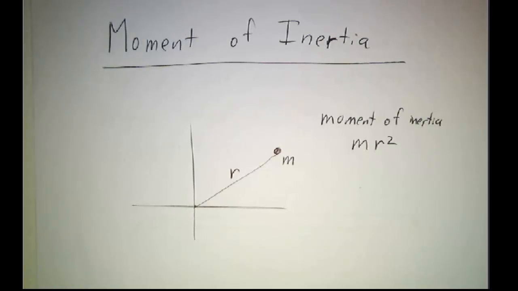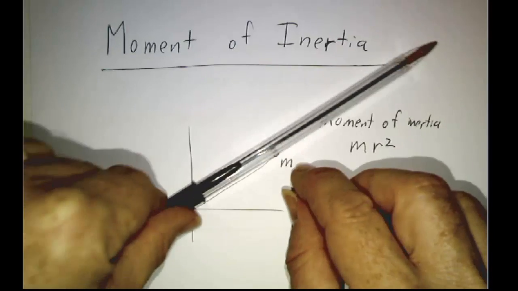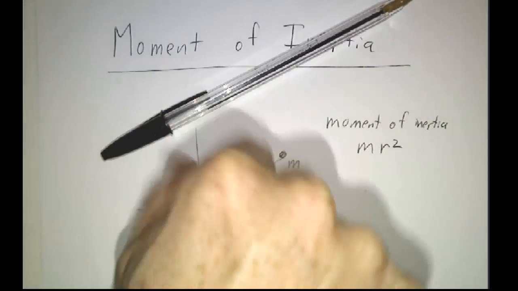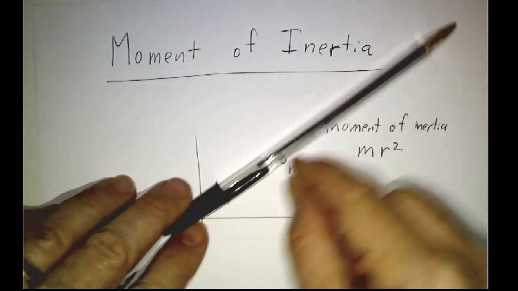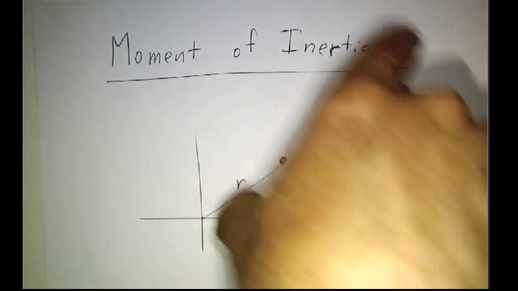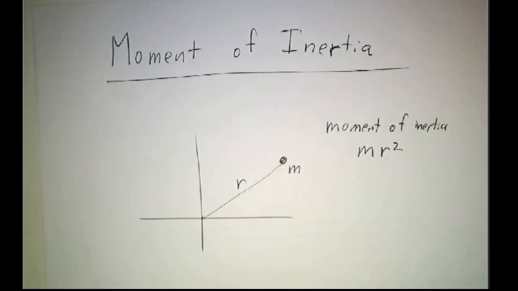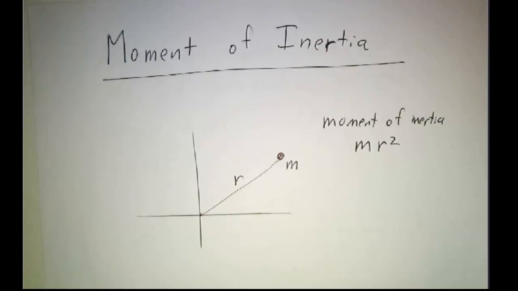As I said, this tells you how hard it is to spin something around the origin. If you have a weight that's very close to the origin, it's easy to spin. If you take the same weight and move it twice as far away, it becomes much harder to spin. That's why you see ice skaters pull their arms in when they're trying to do a fast spin. The farther their arms are out, the bigger the moment of inertia, the harder it is to spin.